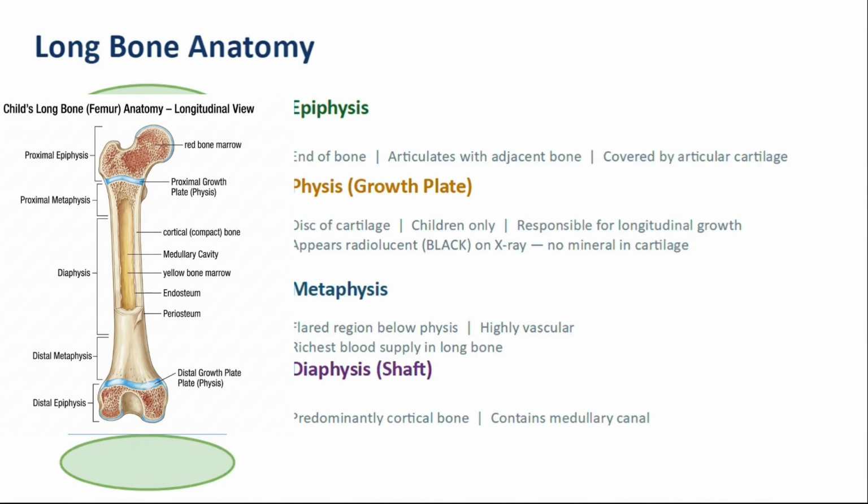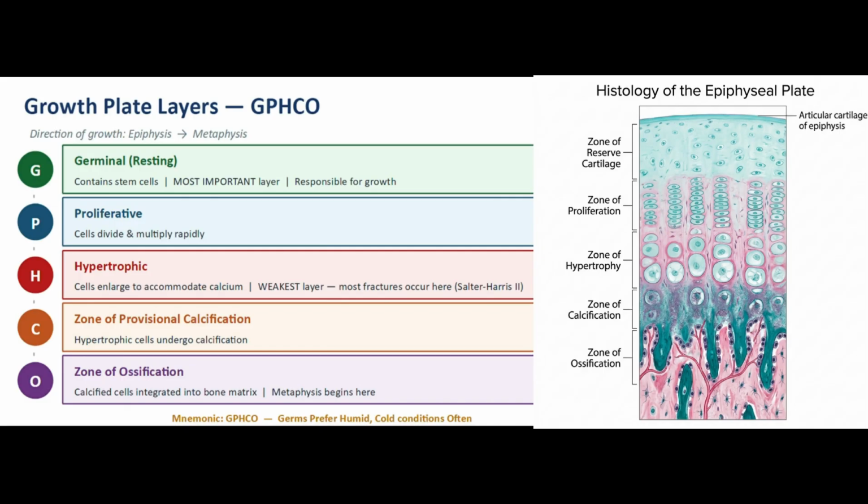Coming to the metaphysis, it is highly vascular and rich in blood supply in the long bone. The most vascular area of the bone is the metaphysis, and the diaphysis is the shaft of the bone, predominantly cortical bone. And coming to the layers of the growth plate, the growth occurs from epiphysis to metaphysis. We call this the direction of growth.